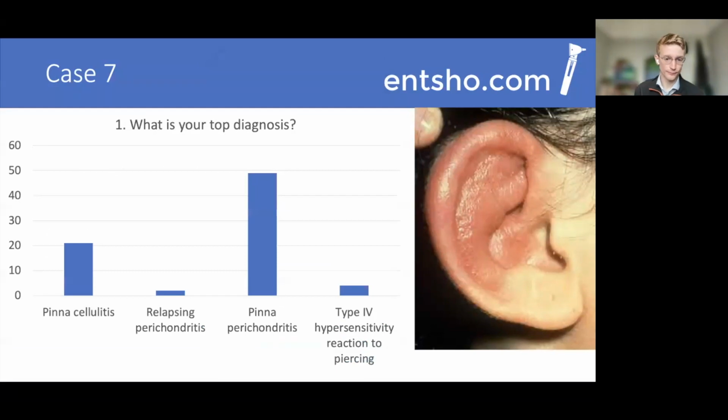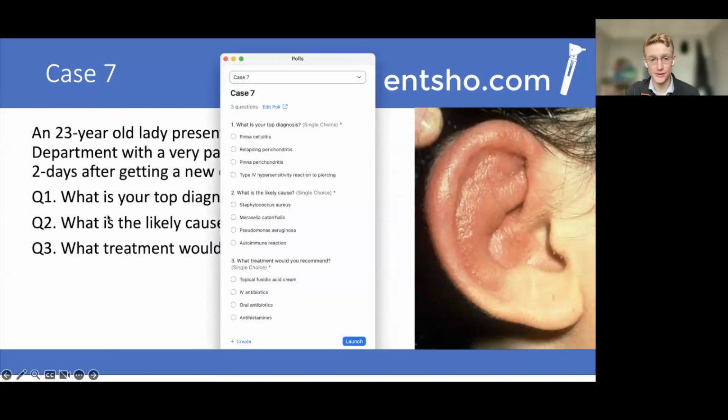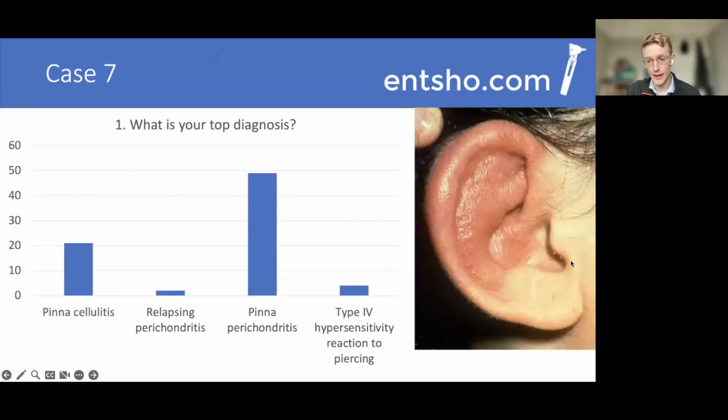Okay. So I can see that most of you are right. The big debate here is really pinna cellulitis versus perichondritis, but you can see this classical earlobe sparing, which is typical of pinna perichondritis. So well done to you guys. Relapsing perichondritis is the one we mentioned. This is an autoimmune condition, often slightly milder, but would be bilateral pinna perichondritis, as well as involving the nose.